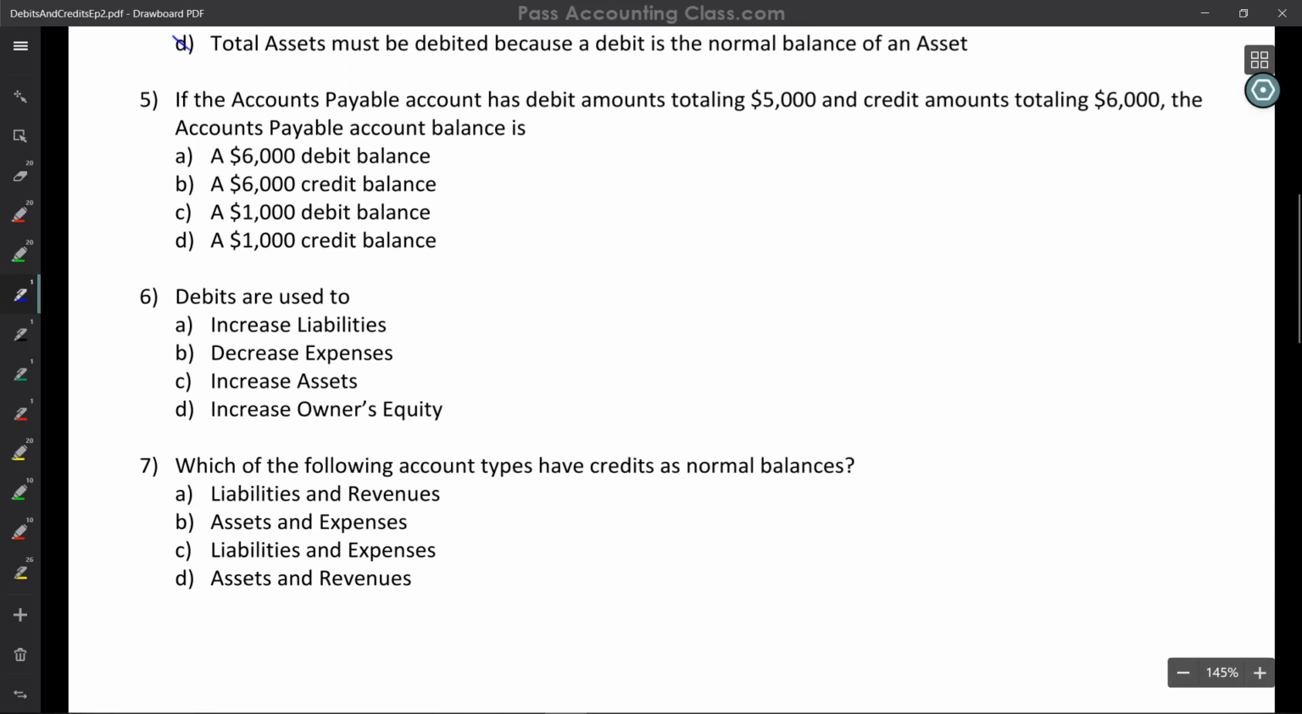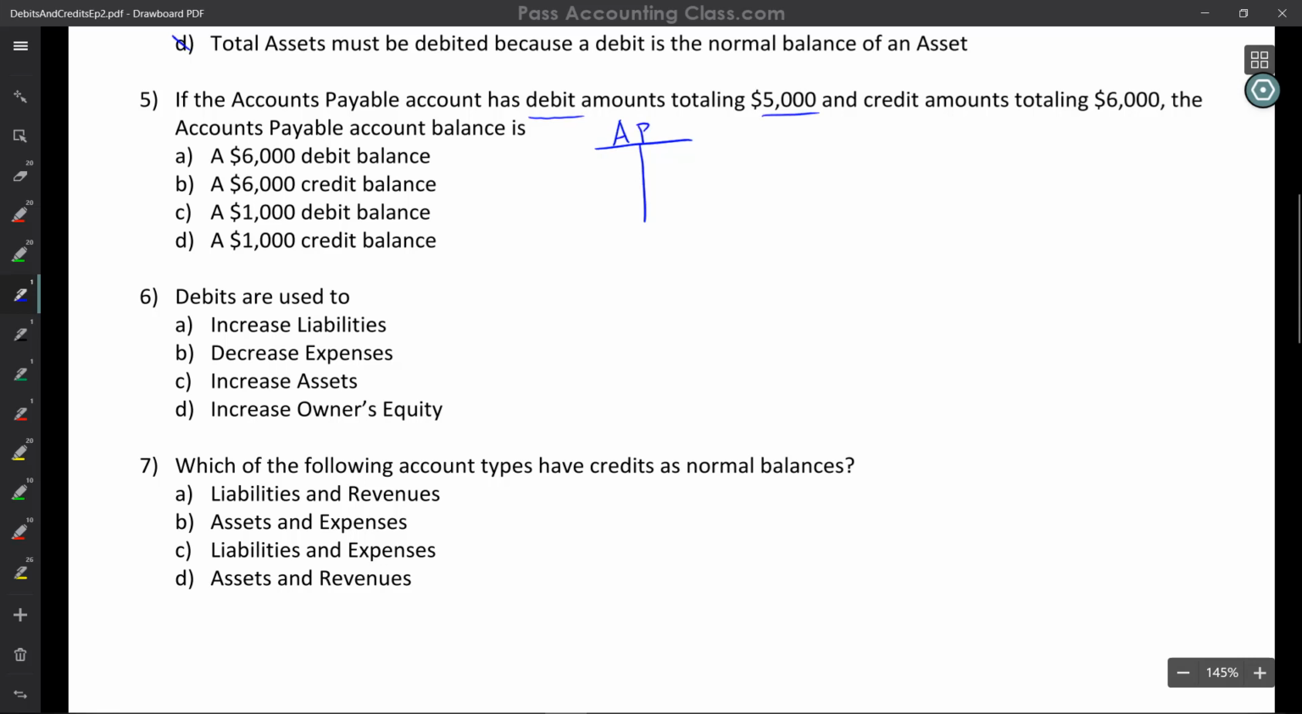All right, for question 5, it states, if the accounts payable has debit amounts totaling $5,000 and credit amounts totaling $6,000, the accounts payable balance is a $6,000 debit balance, a $6,000 credit balance, a $1,000 debit balance, a $1,000 credit balance. So one of the easiest ways to solve something like this is to just do a T account. And we're going to put in here accounts payable. And it says here it has debits of $5,000.